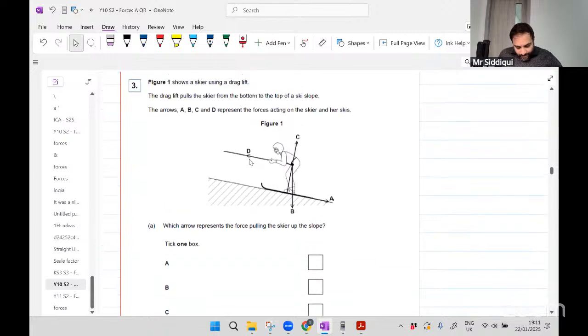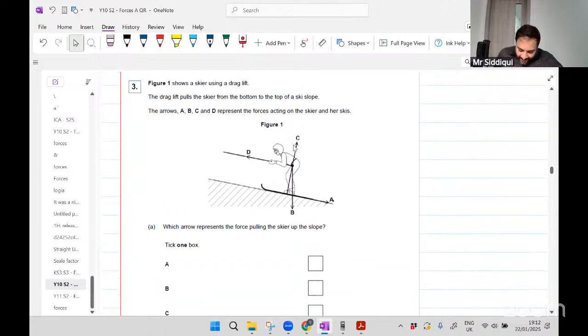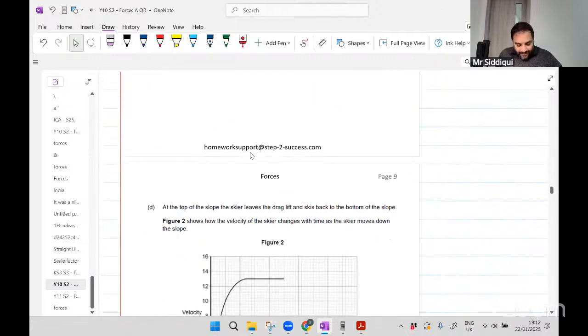Which arrow represents the normal contact force? So yes, in this case, the normal contact force has to be C because this skier is pushing down and the surface is effectively reacting back upwards. That's why it's called a reaction force. It's reacting back upwards to keep that person where they are. So that's what the normal contact force is. It should be C.